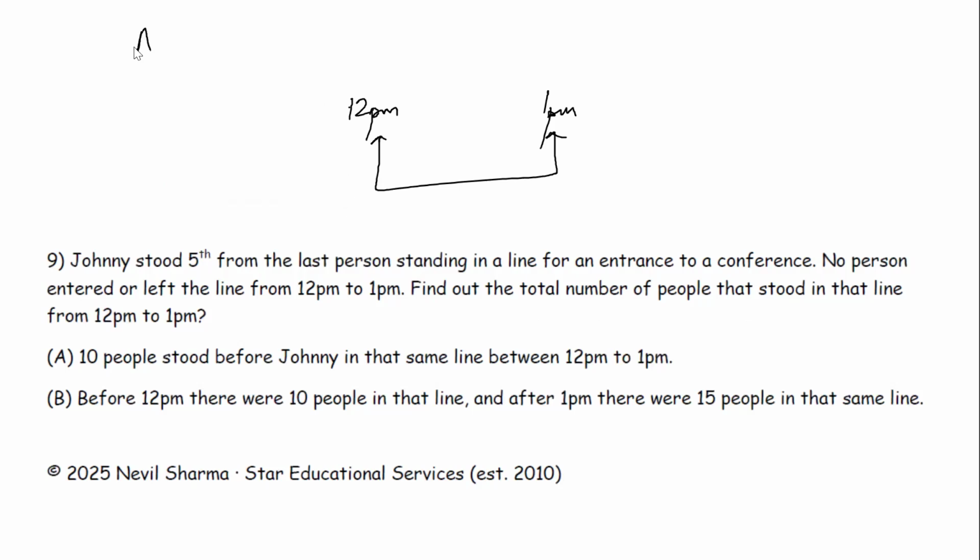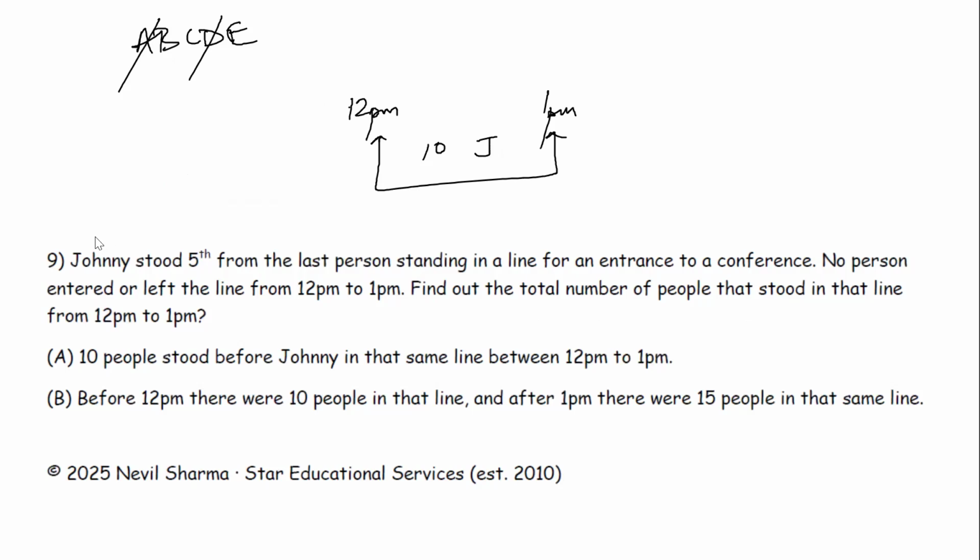So statement A: 10 people stood before Johnny in that line between 12 p.m. to 1 p.m. So we know that before Johnny, there were 10 people between 12 p.m. and 1 p.m. But we don't know how many are there after Johnny. So A doesn't answer. So D is out.